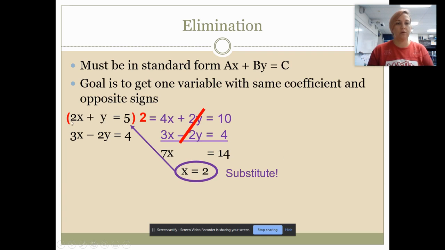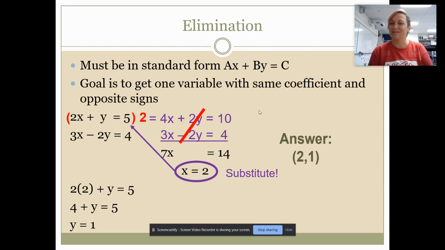So I'm putting the 2 where the x is over here. And then I'm solving for y. And I get y equals 1. So elimination only has to be done for the first step. For the second step, for your second answer, you can use substitution. Once you have both answers, don't forget to write your final answer as an ordered pair, x comma y, 2 comma 1.